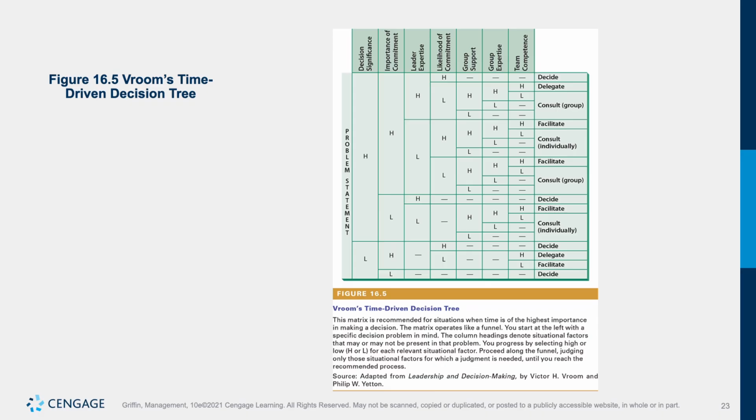So the table on this slide basically illustrates what behavior, what decision making style the leader or the manager will adopt when time is of the essence, right? When there's urgency for the decision to be made.